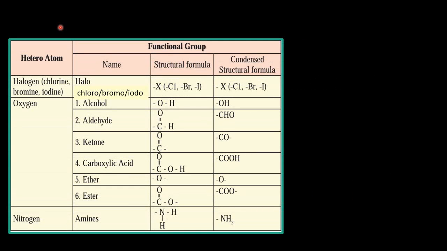Now let us see some general functional groups. Every functional group has a specific heteroatom. We will see one by one. The first one is a halogen. The halogen may be chlorine, bromine or iodine. So depending on the type of the halogen, the name can be indicated as chloro, bromo or iodo. Generally they are denoted with the letter X and specifically as Cl, Br and I.